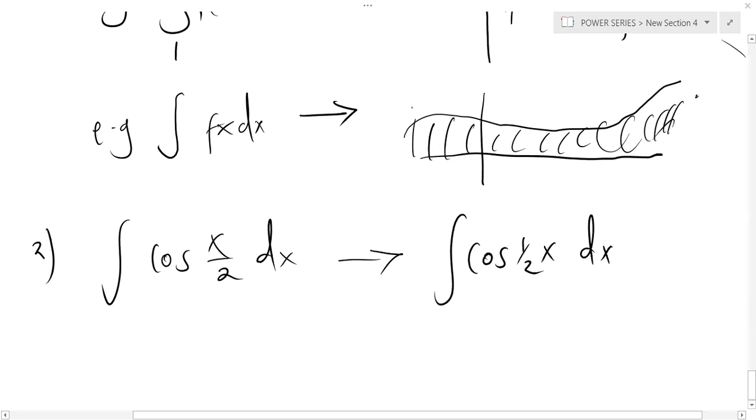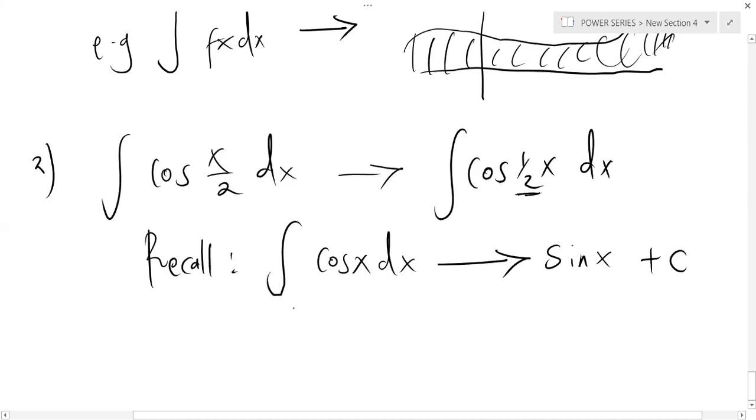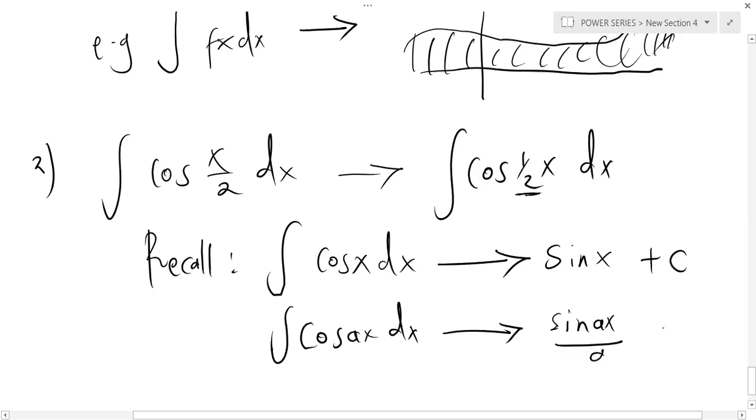And guys, recall, if you integrate cos x dx, what do you get? The integral of cos x gives you sine x plus c. So here we have our constant a half. And recall also from the table of standard integrals that I gave you, if you integrate cos of ax dx, where a is an arbitrary constant, what do you get? You get sine of ax over a plus c.